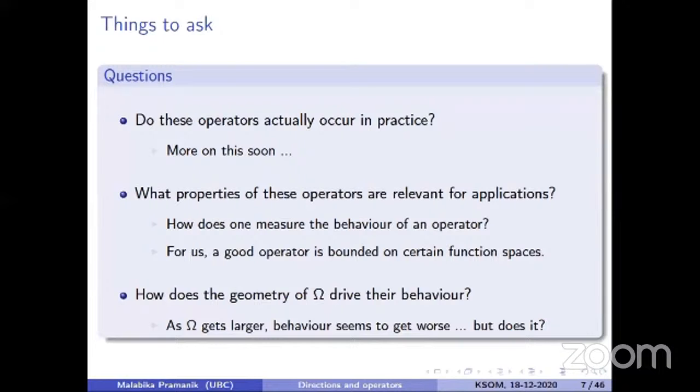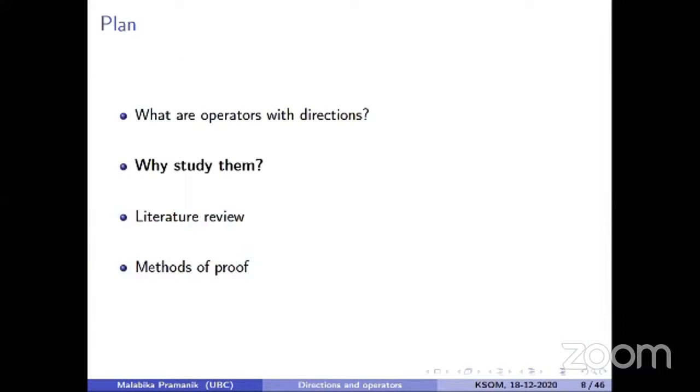It seems possible that at some point, the operators may become unbounded for some large omega, but is that truly the case? Before we head out to explore these avenues, let's take a brief pause and see if you have any questions.